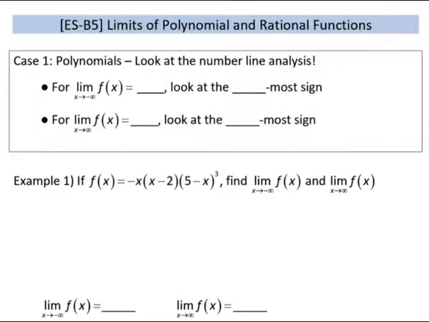Now we can look at limits. First, we review the end behavior limits that we've already looked at. When we're just dealing with a polynomial, not a rational function, we just look at the number line analysis and look at the leftmost sign for the left limit and the rightmost sign for the right limit.